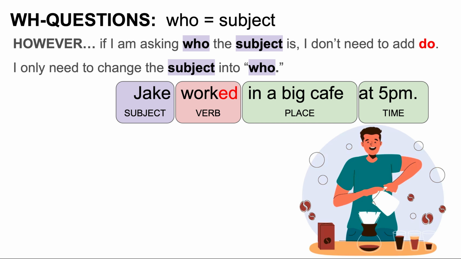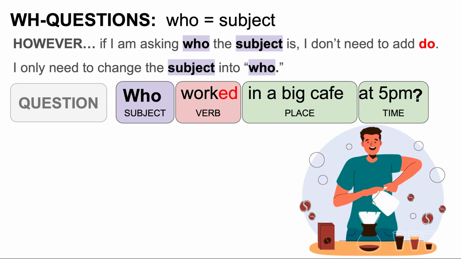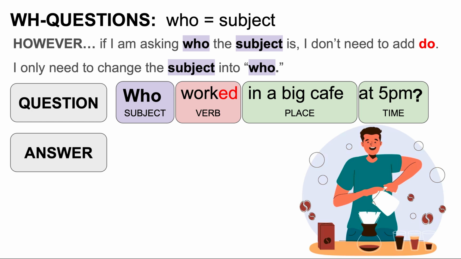Now let's look at subject questions. After all of this, we know we need to add do. However, if I am asking who the subject is, I don't need do. I only need to change the subject into who. So I know worked in a big cafe at 5 p.m., but I don't know the subject. I want to know the person. So all I do is just add who in the subject position. Who worked in a big cafe at 5 p.m.? The answer? Jake did.